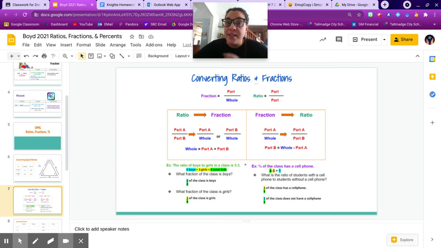All right, because 3 kids have a cell phone, 1 kid doesn't have a cell phone. Altogether, we're talking about 4 kids. Now, remember, when I say we're talking about 4 kids, these ratios have been simplified down.